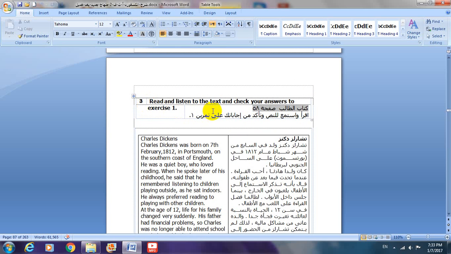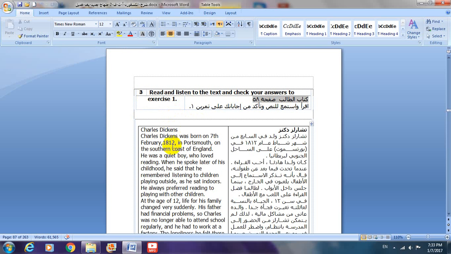3. Read and listen to the text and check your answers to exercise 1. Charles Dickens. Charles Dickens was born on 7 February 1812 in Portsmouth on the southern coast of England. He was a quiet boy who loved reading. When he spoke later of his childhood, he said that he remembered listening to children playing outside as he sat indoors. He always preferred reading to playing with other children.